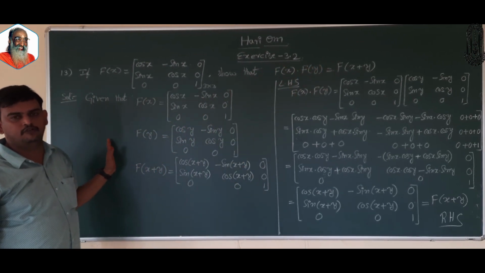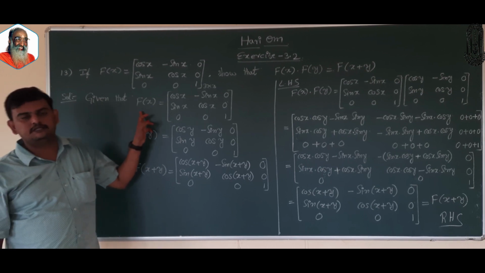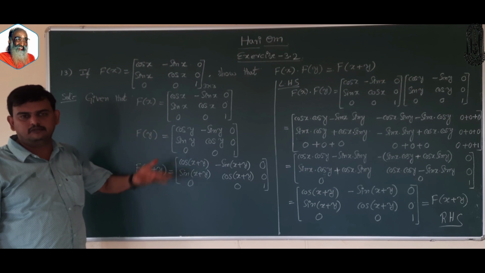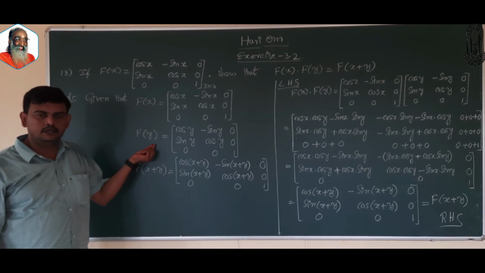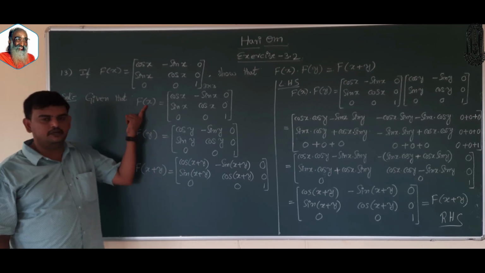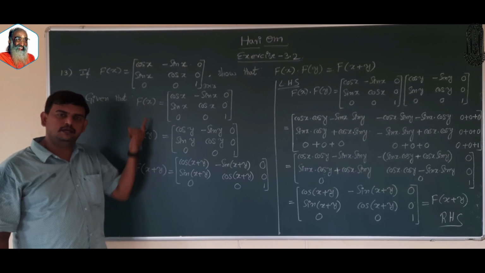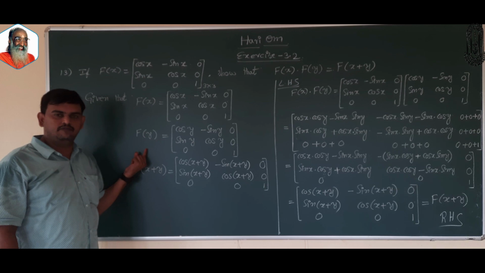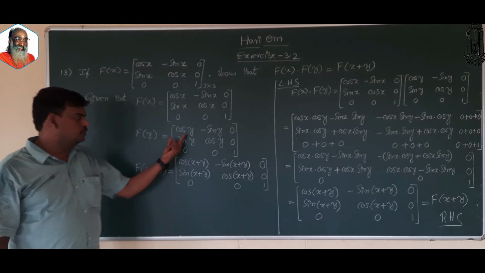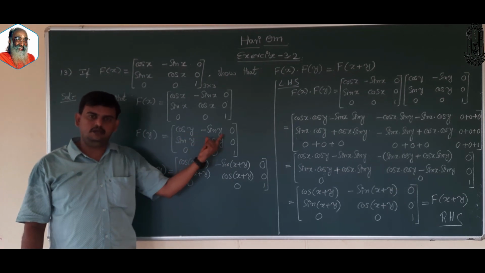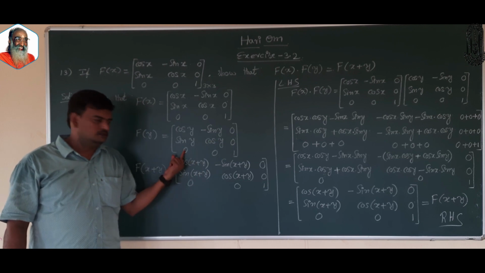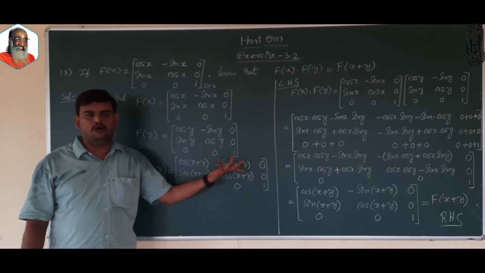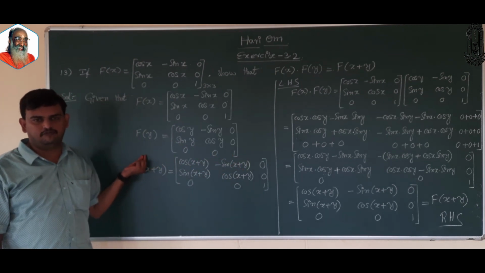How to get f of y? Just replacing the variable x as y. When we replace the variable, automatically we can get the y. Here I have the variable x. X is replaced by y. So that we have a matrix f of y is equal to cos y minus sin y 0, sin y cos y 0, 0 0 1. So simply we got f of y.